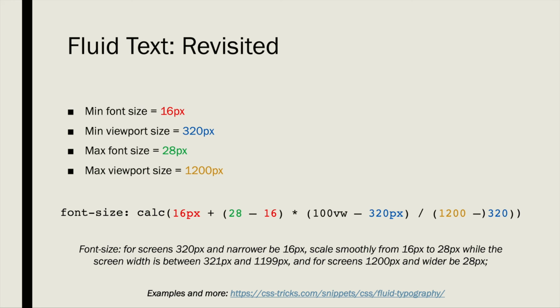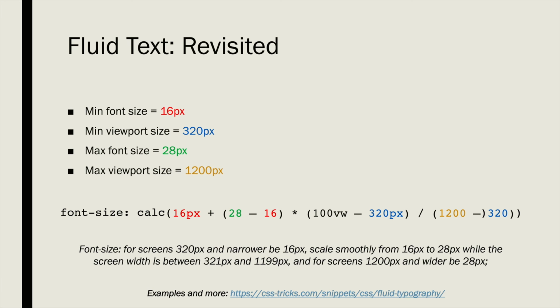What this means is that the font size, in plain English, for screens 320 pixels and narrower will be 16 pixels. It scales smoothly from 16 pixels to 28 pixels while the screen width is between 321 and 1199, and for screens 1200 pixels and wider it will be 28 pixels. That's basically what it means in plain English.